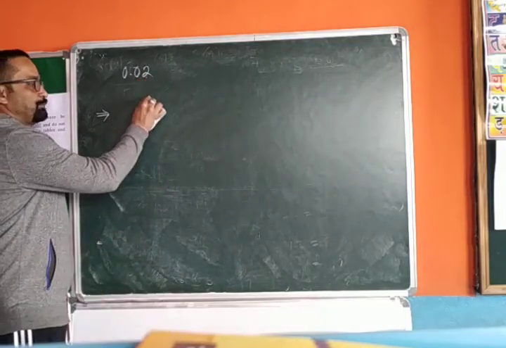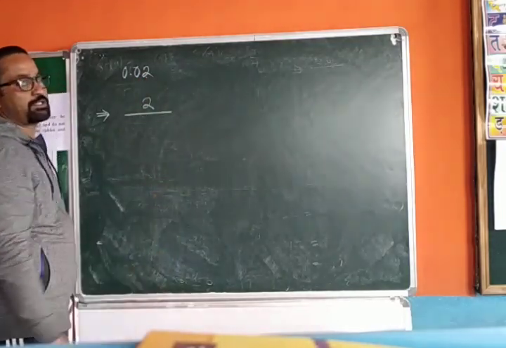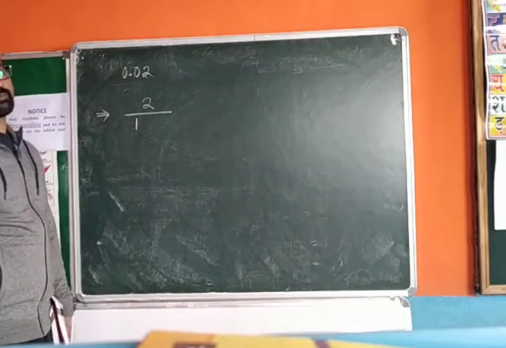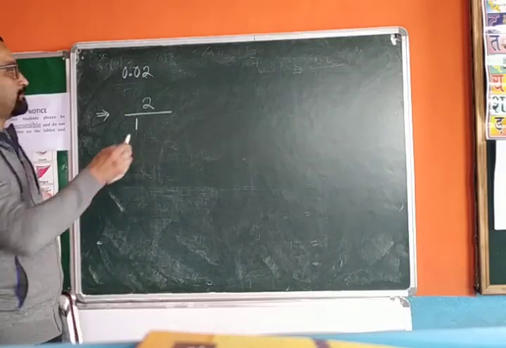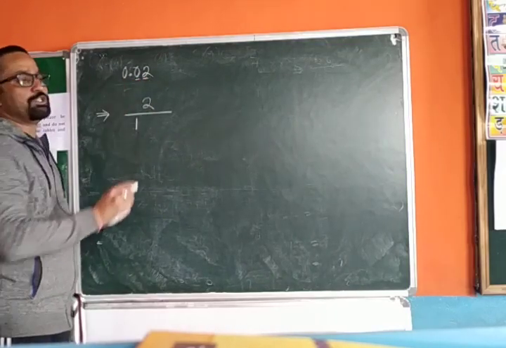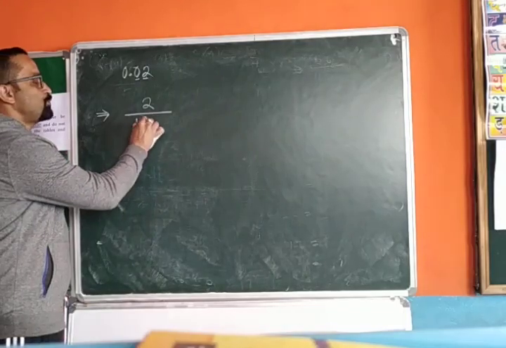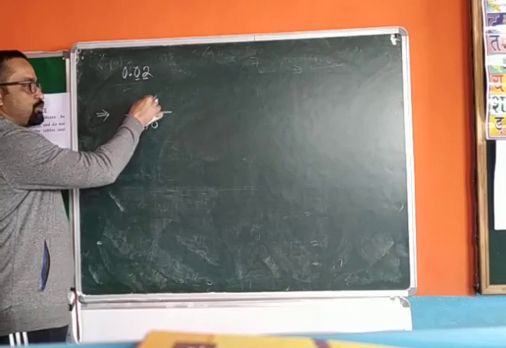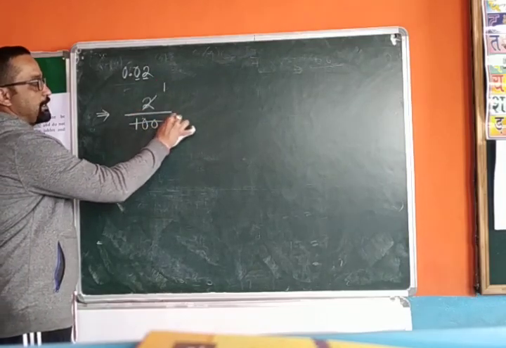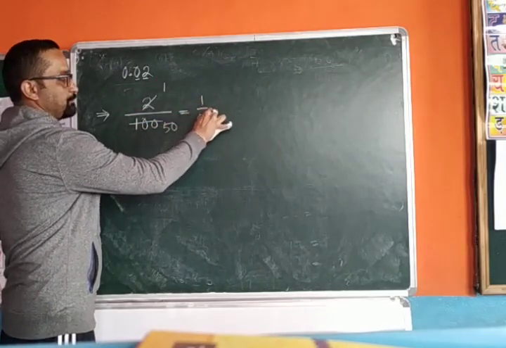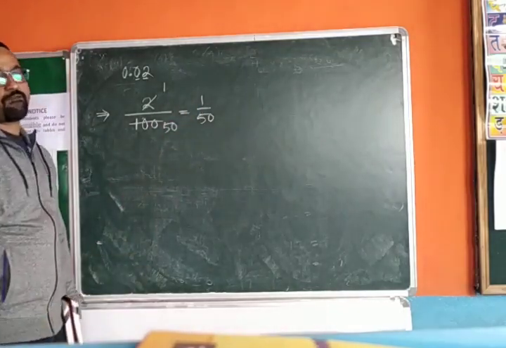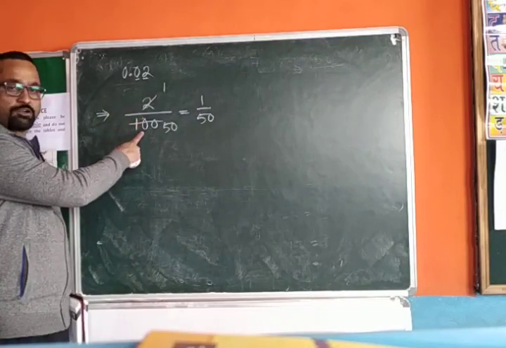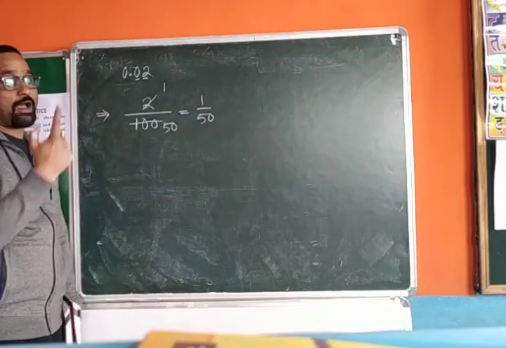You write 2. Denominator. You have a decimal. For decimal you write 1. How many digits do you have after the decimal? There are 2 digits. So you put 2 zeros. Divisible, 2 ones are 2, 2 fifties are 100. So you get 1/50. Lowest fraction. You should not leave it as 2/100. If it is divisible, you have to cancel it.